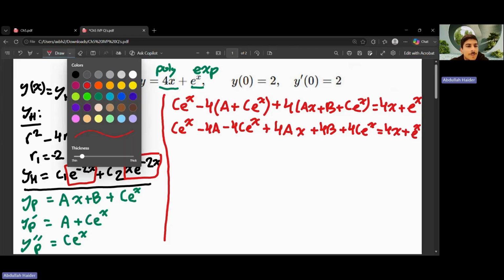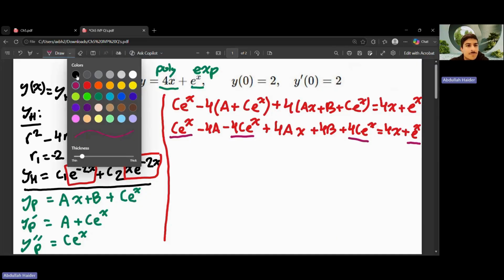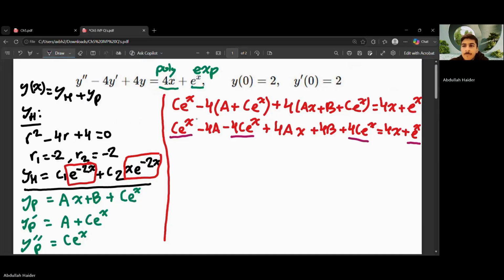Now, what we do is we group them. You combine the c e power x terms so that you can compare to the e power x here. And this is basically a polynomial, so you compare it with this. You add up all the like terms.